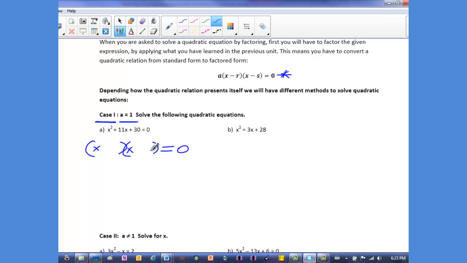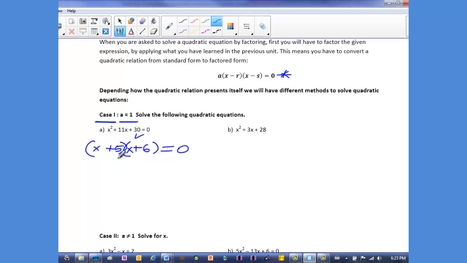Well, let's think of factors of 30. We have 1 and 30, but when we add them, it doesn't give us 11. 2 and 15 would give us 30, however, they don't add up to 11. What about 5 and 6? Well, let's see. Positive 5 plus 6. Well, 5 times 6 gives us 30, so we check the b. And now, x times 6 is 6x plus 5x. We have 11x, which equals the middle term.